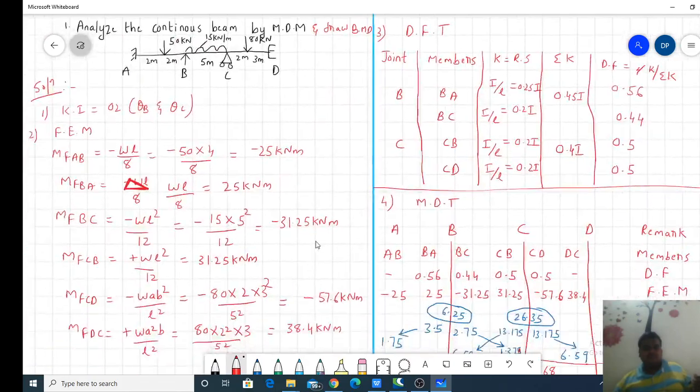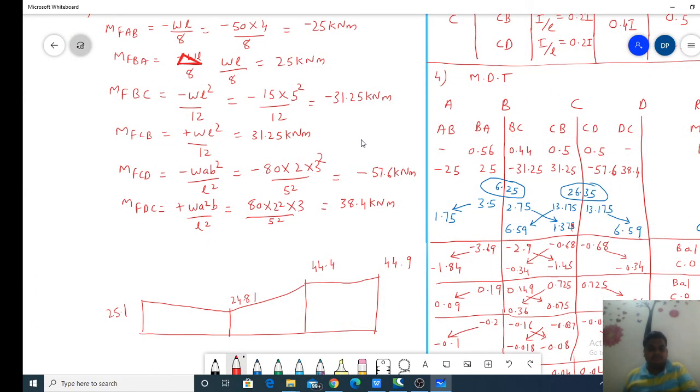Now after this I need to draw the value of this. Here this comes out to be 50, which is WL by 4. This is a triangle, right? So 50 into L, this will be 50. Then I am drawing a parabola, right? So this will be WL square by 8. W, I think, is 15, L is 5, square upon 8. So this comes out to be 46.875, and last this is a triangle, and this triangle comes out to be how much?